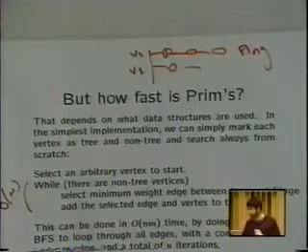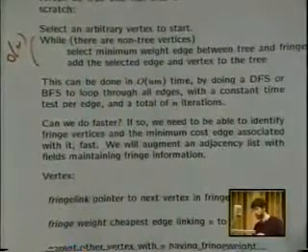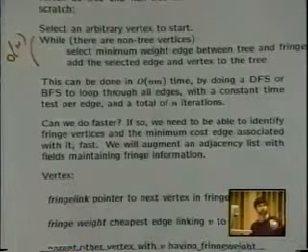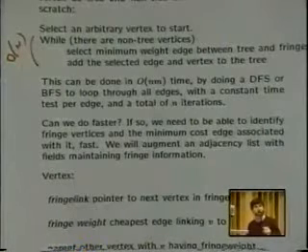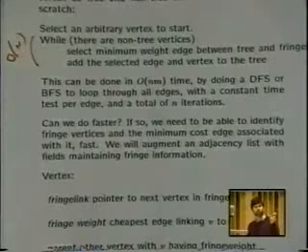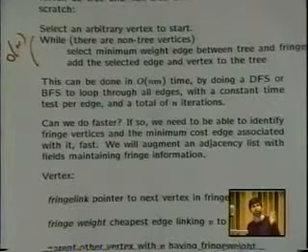My claim is that by now looping through all the edges, we could take each edge and say, is one vertex in the tree and one vertex not in the tree? If not, we don't care. If one vertex is in the tree, one vertex is not, is this cheaper than any edge we've seen so far? If so, keep it around till we do better.